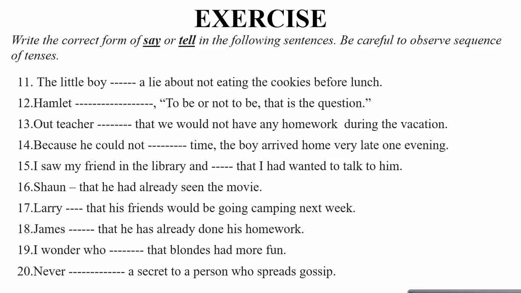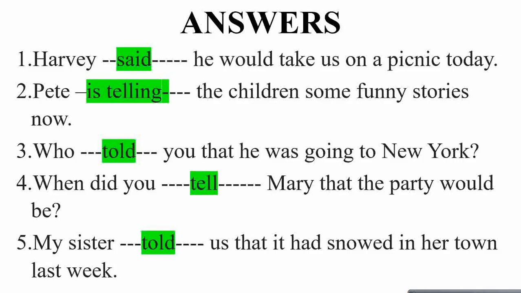So for those who are done with the answers by now, we can start. Let's think of the first one. Harvey said he would take us on a picnic today. Here the word said comes because it's past tense, as we know by the word would. And second, since it has no indirect object, the word said should come here.